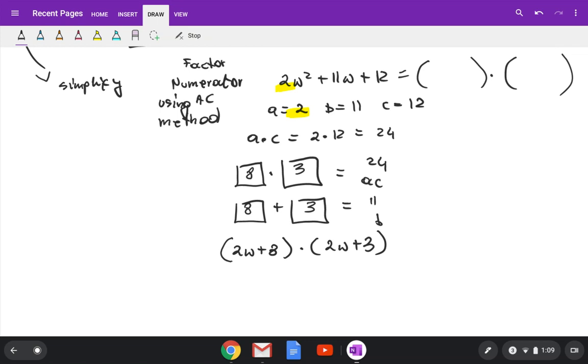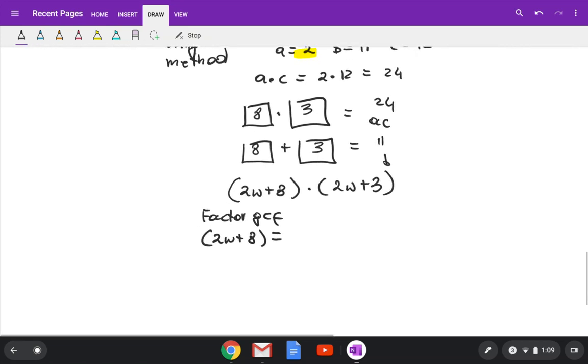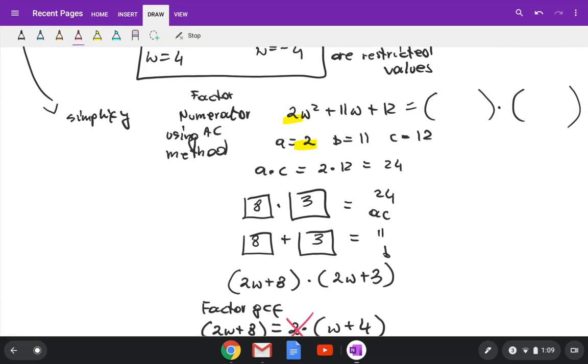And then when you build them, when you have that leading coefficient different than 1, you have to remember that you need to factor GCF. So 2w plus 8, the GCF is 2. So we're factoring 2 and we end up with w plus 4. And don't forget that you ignore that GCF. So you only keep w plus 4.